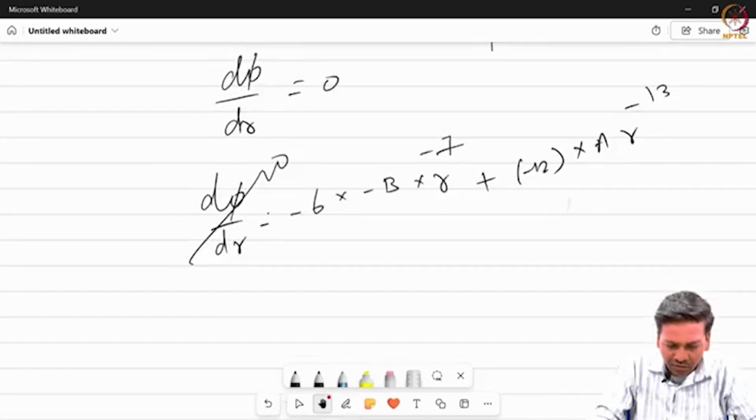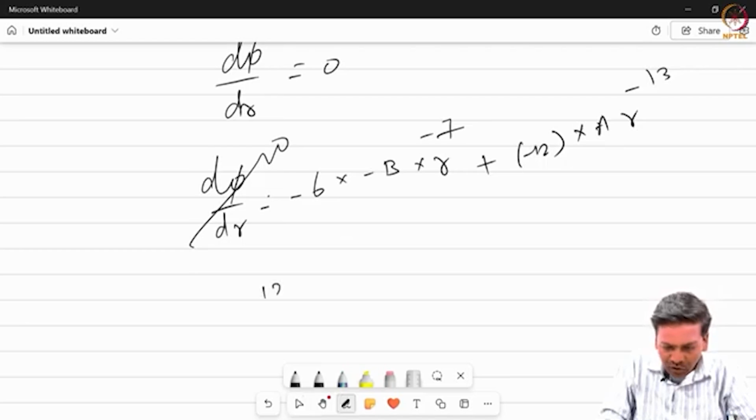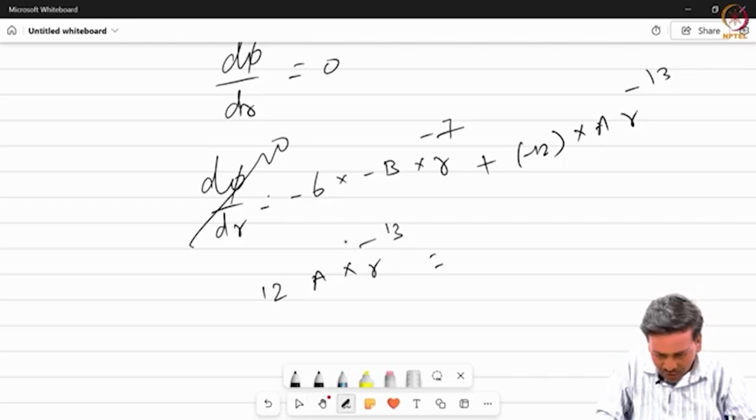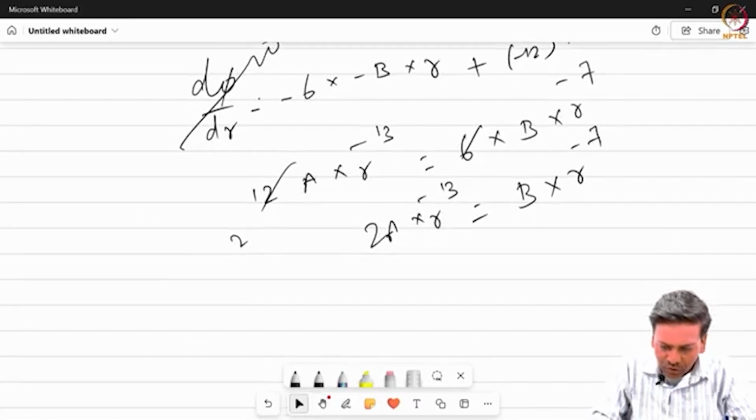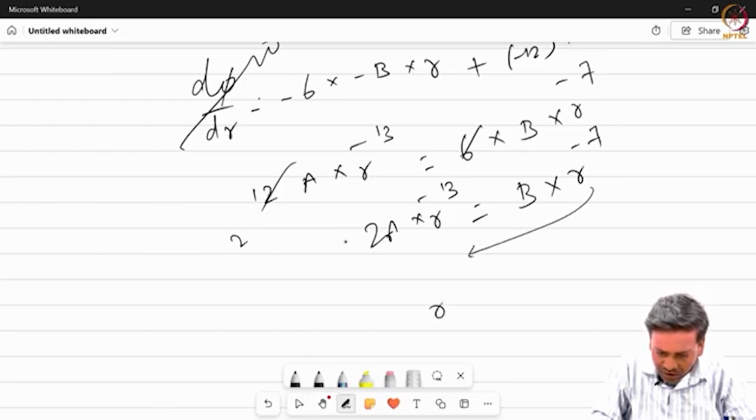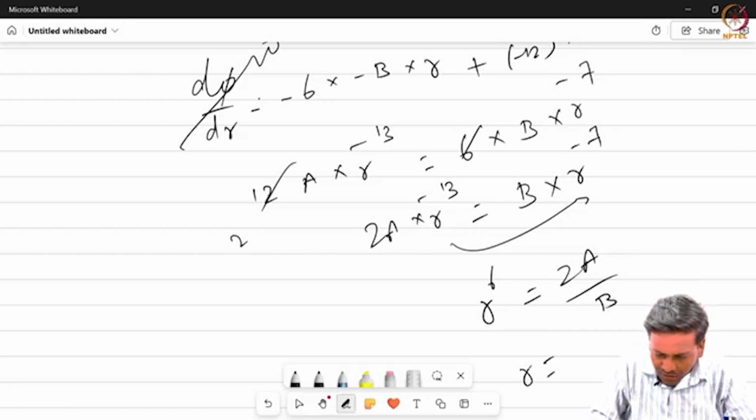Since this is 0, you will have simply 12a into r power minus 13, and 6 into b into r power minus 7. You can cancel 2 times, so you will have 2a into r power minus 13 equal to b into r power minus 7. We simply want what is known as r minimum. So you can bring this over there, which means this will be r power 6, which is nothing but 2a by b.